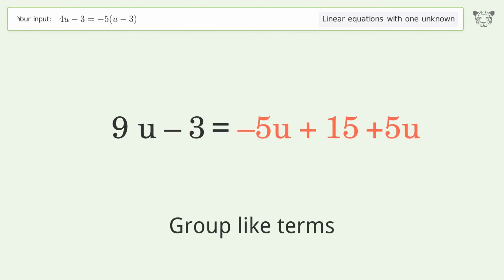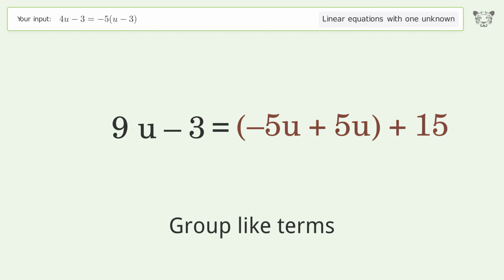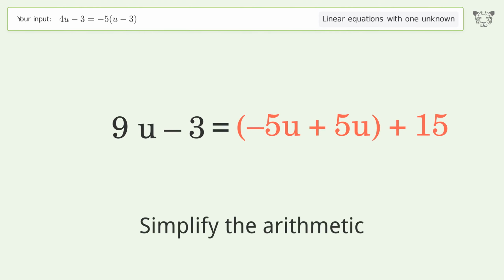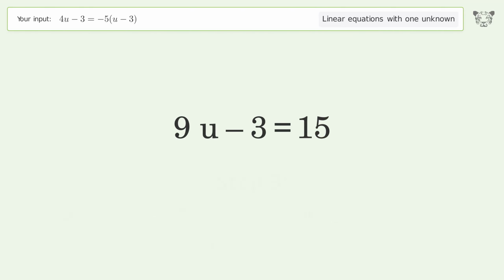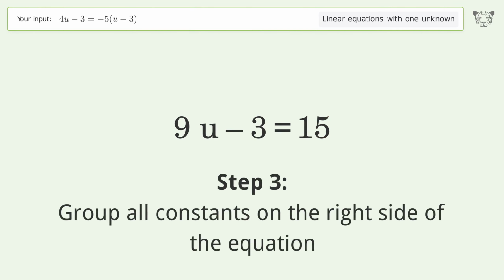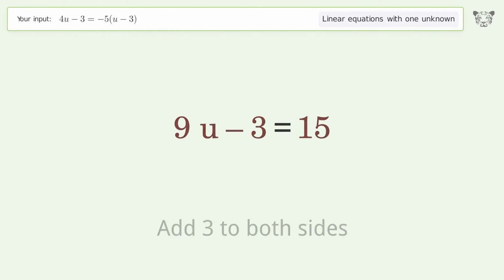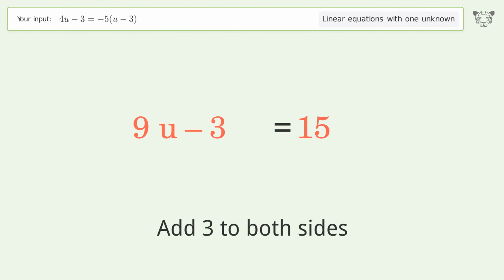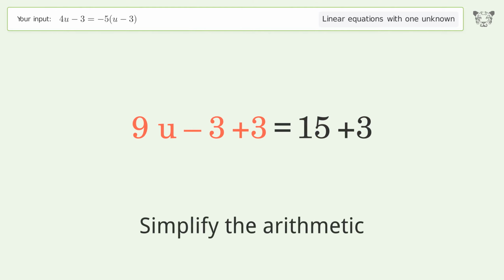Group like terms. Simplify the arithmetic. Group all constants on the right side of the equation. Add 3 to both sides. Simplify the arithmetic.